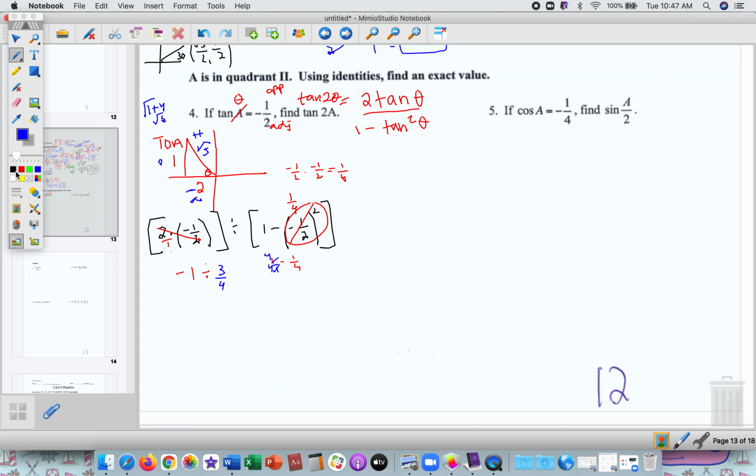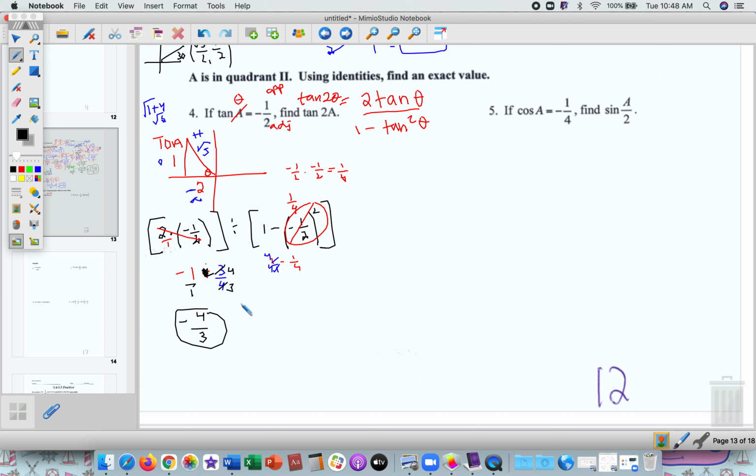And we'll change division to multiplication and flip the fraction on the right. I'll put the 4 in the numerator and the 3 in the denominator. So we have negative 4/3. Negative 4/3. Let me rewrite that 3. So that's what tan 2 theta is. Tan theta is negative a half. Tan 2 theta is negative 4/3.